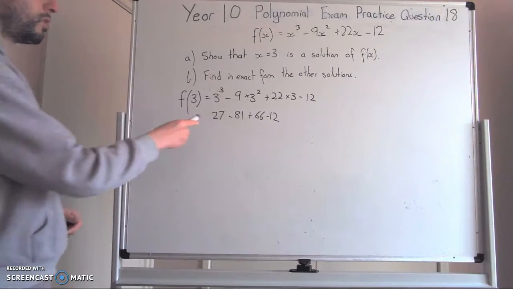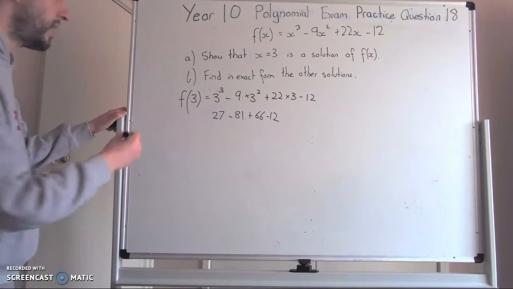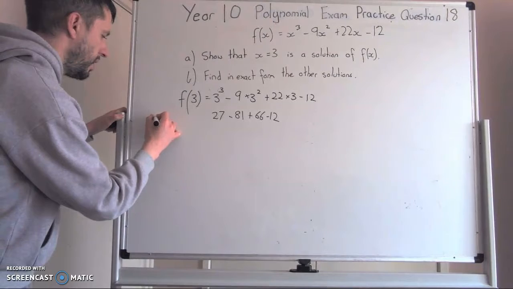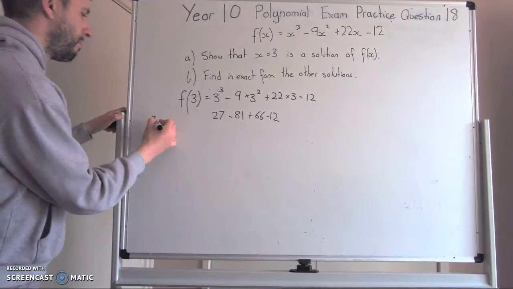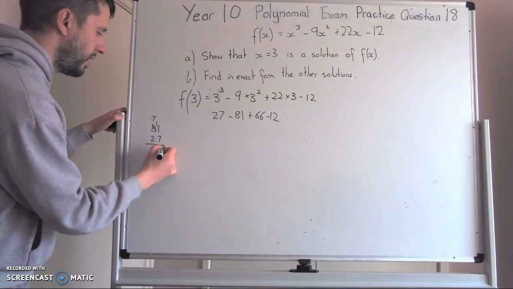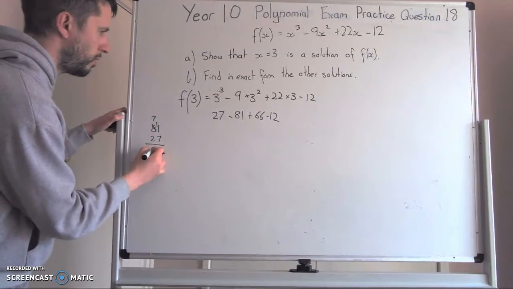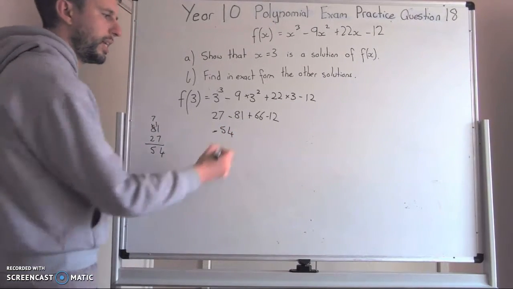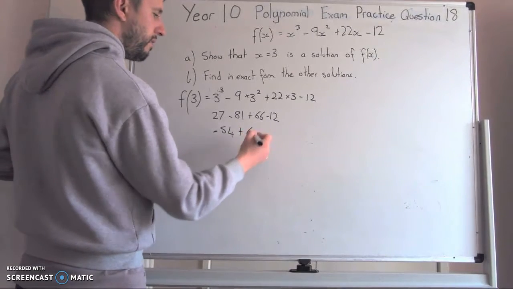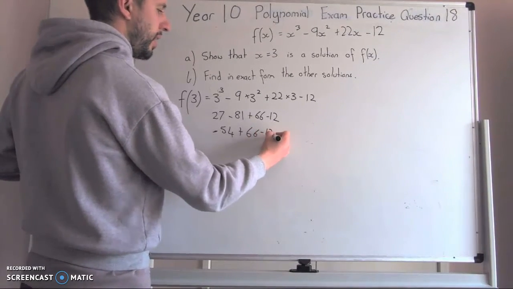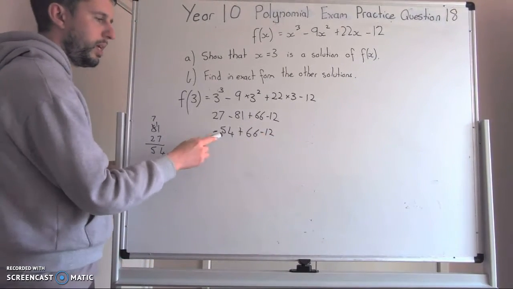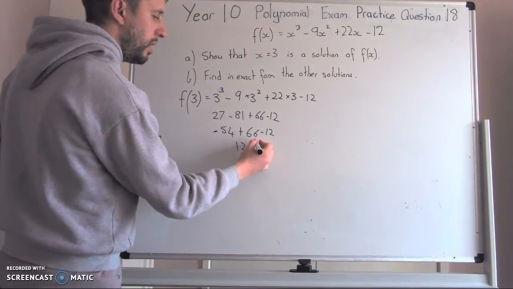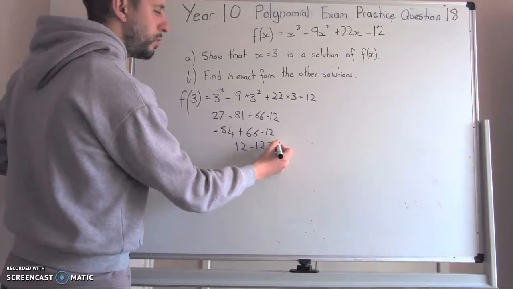So if we've got 27 and we're taking away 81, I'm just going to do it over here. I borrow, and I've got 11 take away 7 equals 4, 7 take away 2 equals 5. So I'm going 54 into the negatives. And then I've got negative 54 plus 66 take away 12. Negative 54 plus 66 is 12. So 12 take away 12 equals 0.